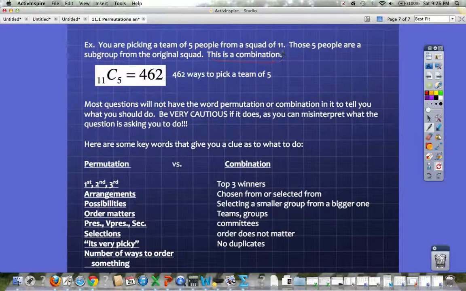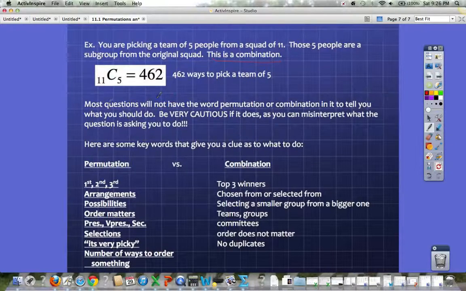So remember, you always put the biggest number of the 2 that's in the word problem in first. So it's going to be 11C5. When you type that in, you would get 462 ways to pick a team of 5 out of 11 people.